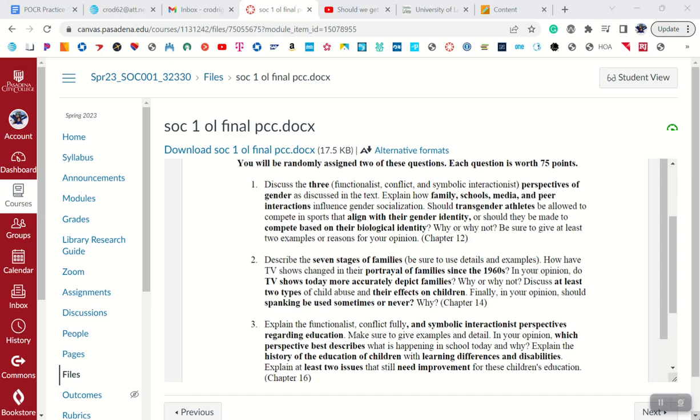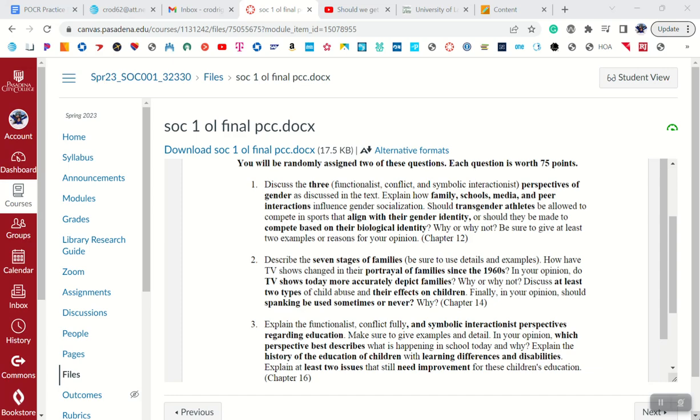Symbolic interactionist perspective, again, expand on the idea that symbolic interactionist theorists have about gender and how it influences the way that we perceive one another, the way that we interact with one another. Think about how when you know someone is a male versus when you think someone is a female, how you may approach that person, how you interact with that person, etc.